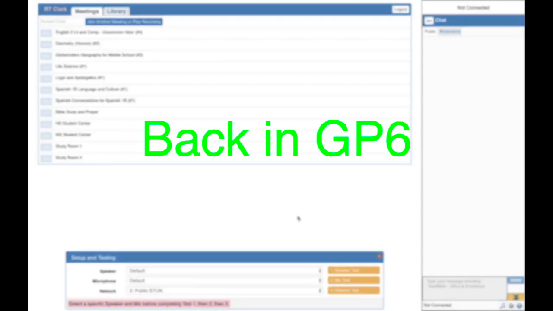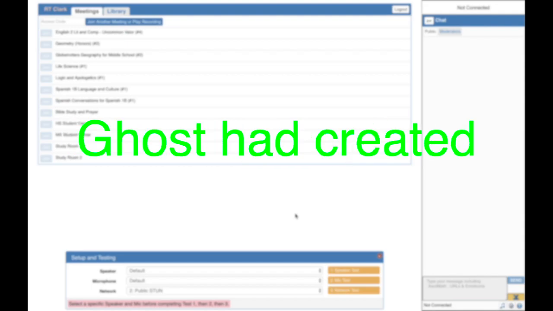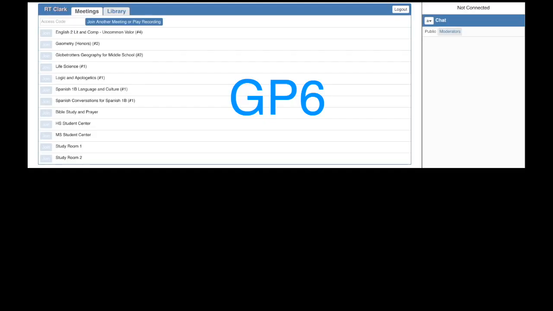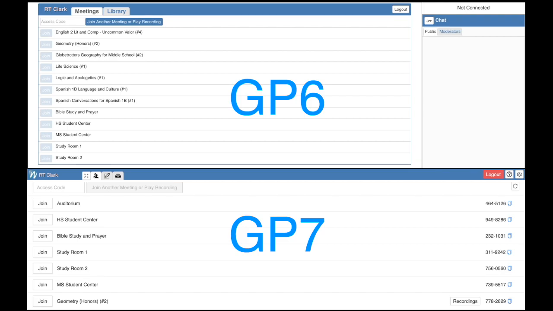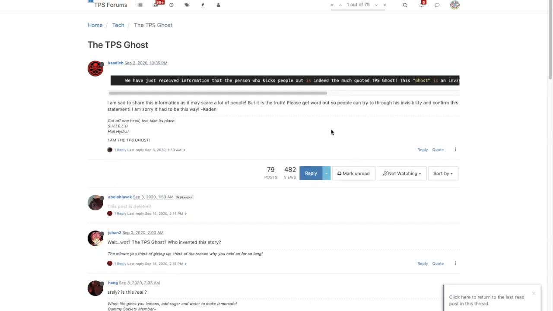Some students back in GP6 started joking that a ghost had created all these tech issues. This idea of a ghost became more popularized right around when TPS began the transition from GP6 to GP7. Then, right as the ghost began to die away, a student known as Caden revived the TPS ghost on forums.